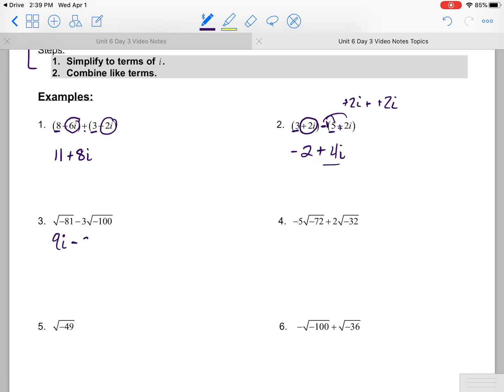Now for this one, I'm going to bring down my minus 3, and I'm going to simplify my radical here. So the square root of negative 100, I know the square root of 100 is 10, and because it's negative, I put an i there. So I can go ahead and simplify this. I have 9i minus, negative 3 times 10 is a negative 30i. So my final answer is negative 21i, since 9 minus 30 gives me negative 21. Okay, if you want, pause the video and see if you can do number 4 on your own.